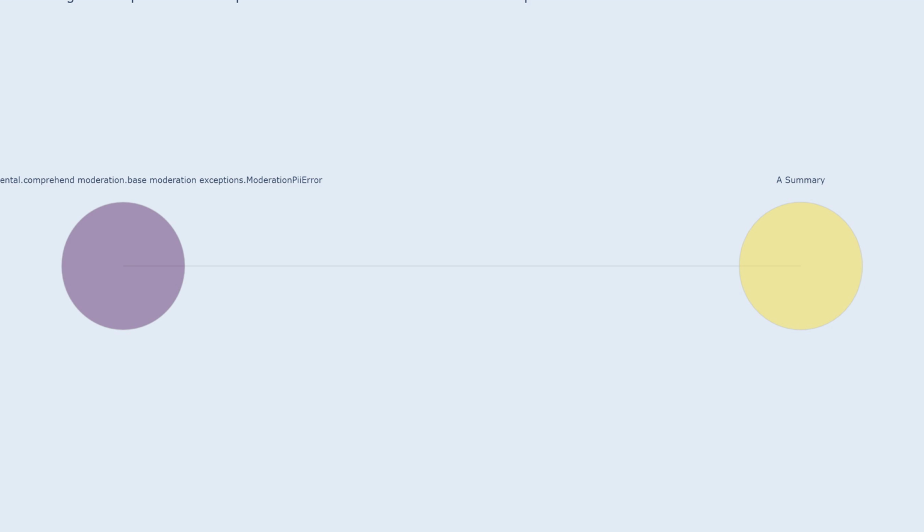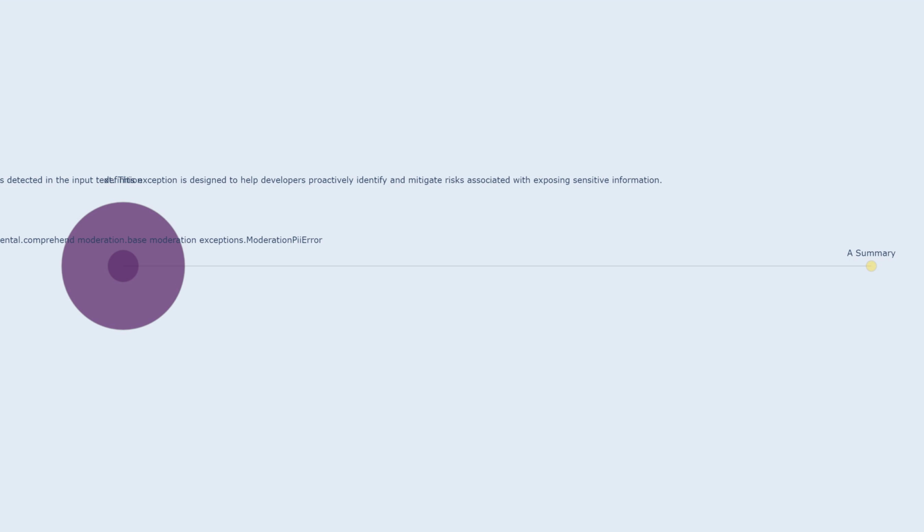langchain_experimental.comprehend_moderation.base_moderation_exceptions.ModerationPiiError. The ModerationPiiError exception is raised when potentially personally identifiable information (PII) is detected in the input text. This exception is designed to help developers proactively identify and mitigate risks associated with exposing sensitive information. For instance, if a user inputs text containing a social security number or credit card details, the ModerationPiiError exception would be raised, alerting the developer to the presence of potentially sensitive information.